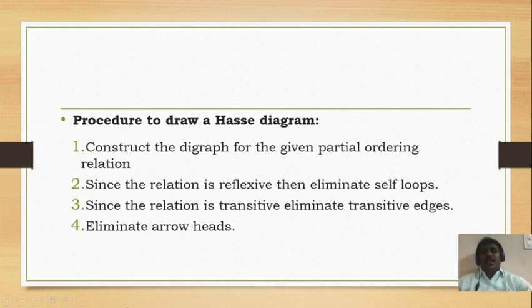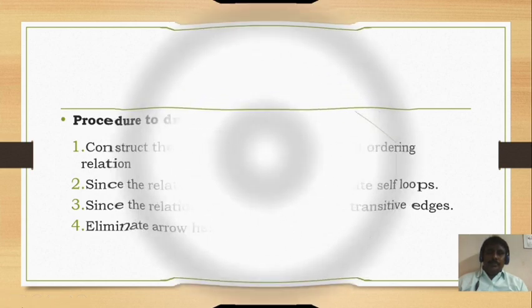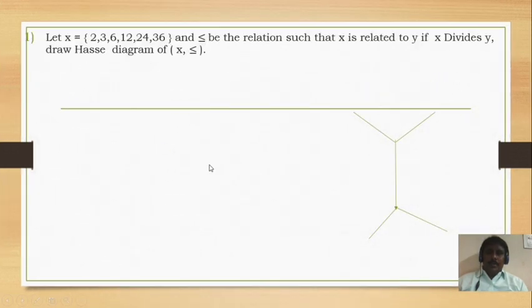Now let us see a problem. Here he has given a problem. Let X equal to {2, 3, 6, 12, 24, 36} and less than or equal to, which we know is a poset, be a relation such that x is related to y if x divides y. Draw the Hasse diagram of X with this relation. Let us see how it works.